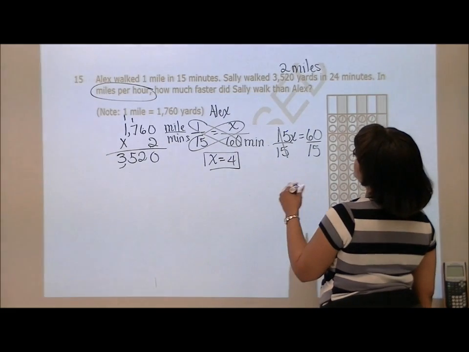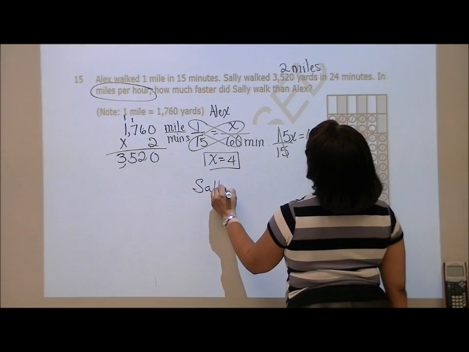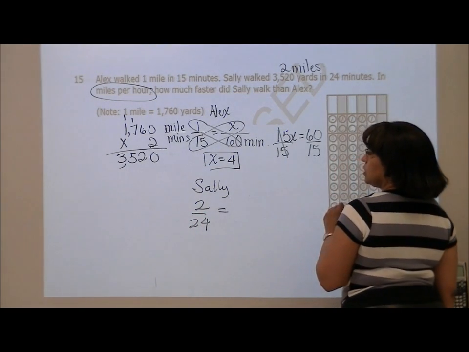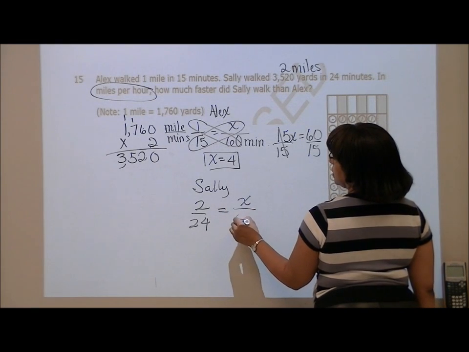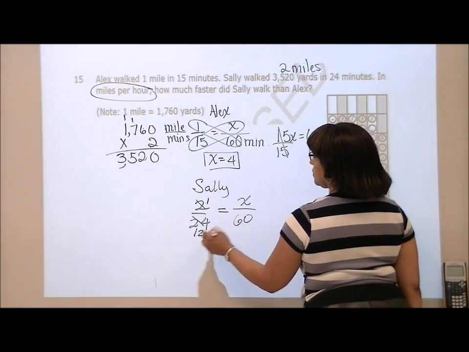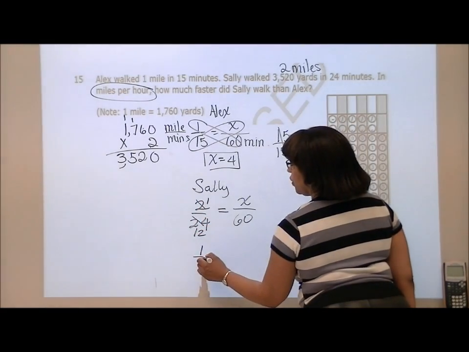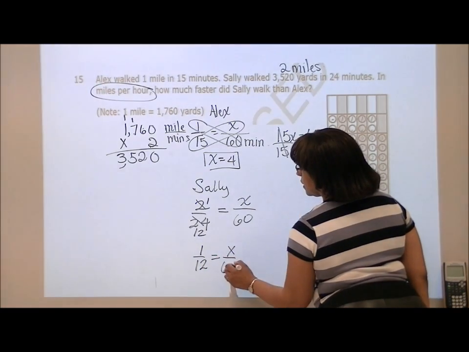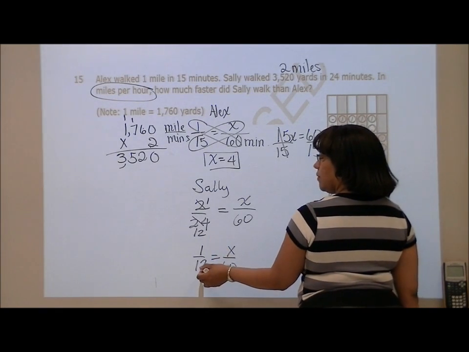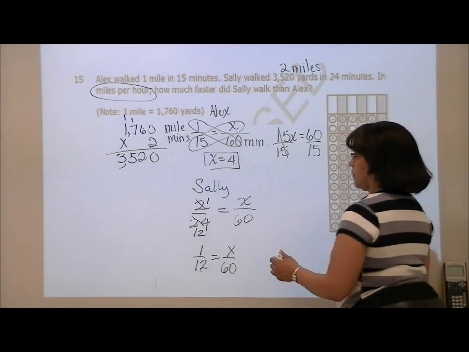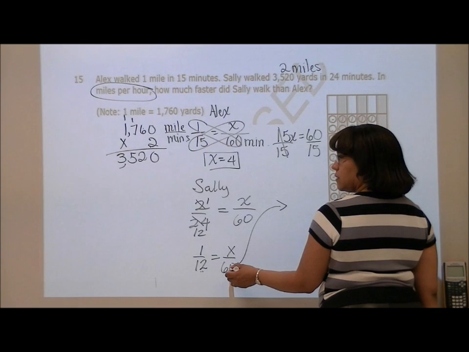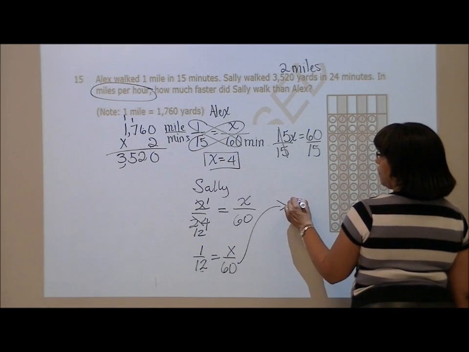Now let's look at Sally. Sally walks 2 miles every 24 minutes. So we say 2 is to 24 as x is to 60. I reduced 24, and that was 1 over 12. That made it a lot easier for me. So 1 is to 12 as x is to 60, because 2 goes into itself once and 2 goes into 24 12 times. How many times does 12 go into 60? We know 5 times 12 is 60. So 12 goes into 60 5 times, and 5 times 1 is 5. So here we're going to have 5 for our answer.